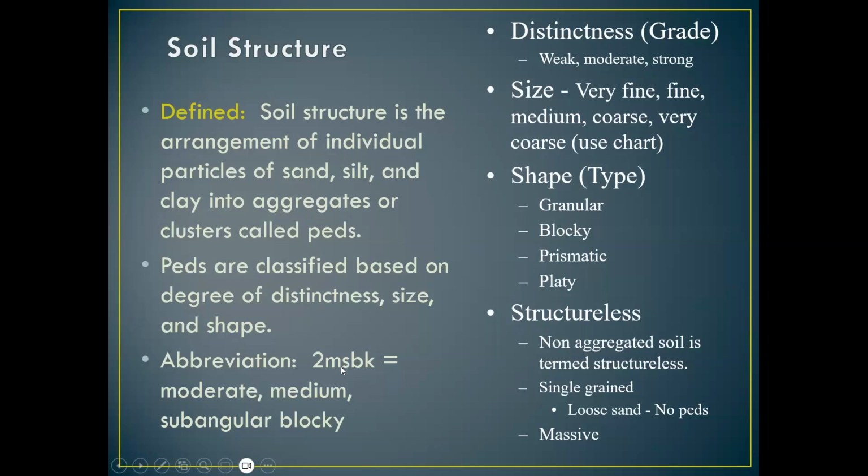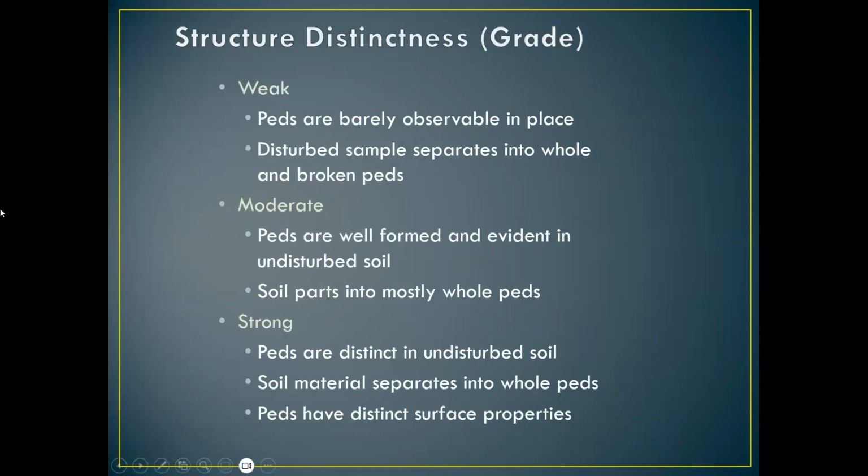And the M means size, that it's medium, and then the SBK means subangular blocky. So when we do abbreviations like that, it's usually a number, a letter, and then the abbreviation for what kind it is. So we'll sort of go and explain that a little bit.